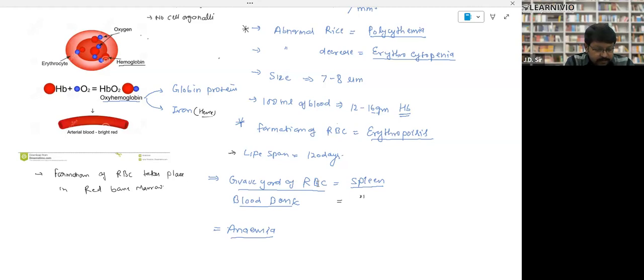Spleen is known as the graveyard of RBC, as all RBC go to the spleen after death. So where is the spleen located? Let me show you.